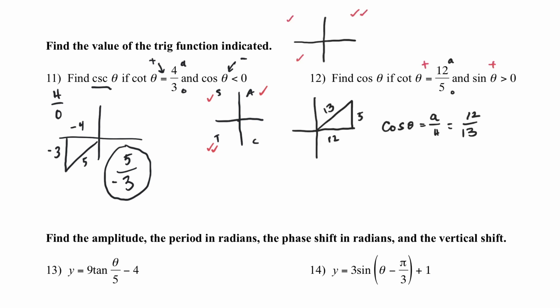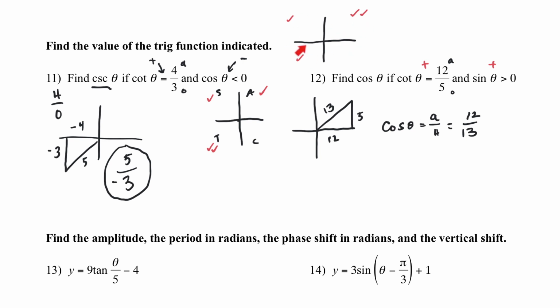Okay, so this one, cosine theta. I have cotangent, it's positive. I have sine, also positive. Let's be really clear. If they're both positive, it is hands down easy, it's right in the first quadrant. I'm really not even going to think about that. It's first quadrant, they're both positive, so piece of cake. I'm going to draw it there, use the Pythagorean theorem, find out the adjacent over the hypotenuse, and we're going to get 12/13.